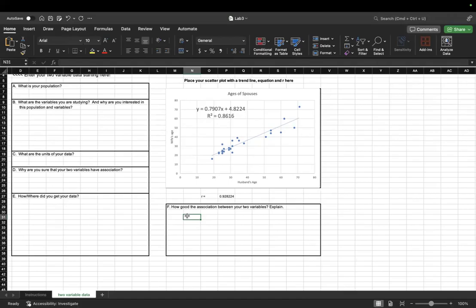Yes. So you're just going to talk about how strong the linear relation is. Is it positive or negative?